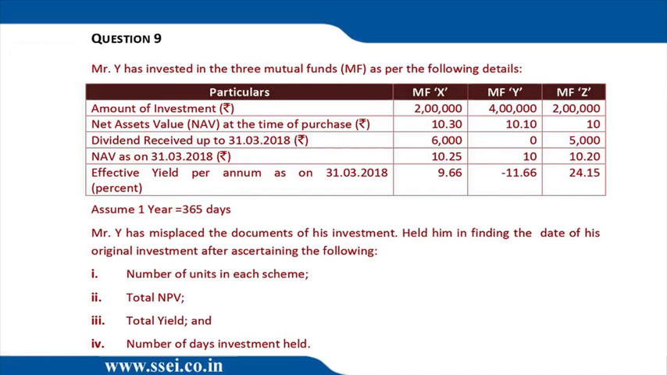You should find out the holding period yield for MFX, which can be easily calculated per unit. If you want to do it per unit, then you have to divide 6,000 by the number of units. You will get the dividend per unit. So dividend per unit plus ending NAV 10.25 minus the beginning NAV 10.3, divided by the beginning NAV 10.3, into 100. You'll get the HPY. That HPY divided by 9.66 is the proportion of the year. That into 365 is the number of days we held. So you go backward from 365 days and you will be able to find the date.